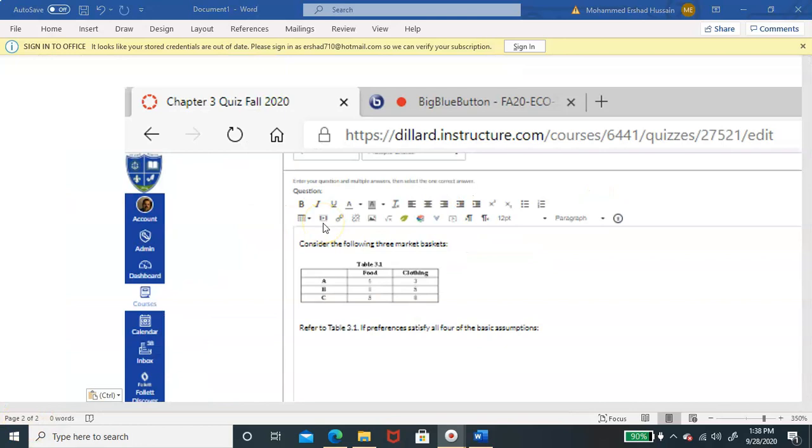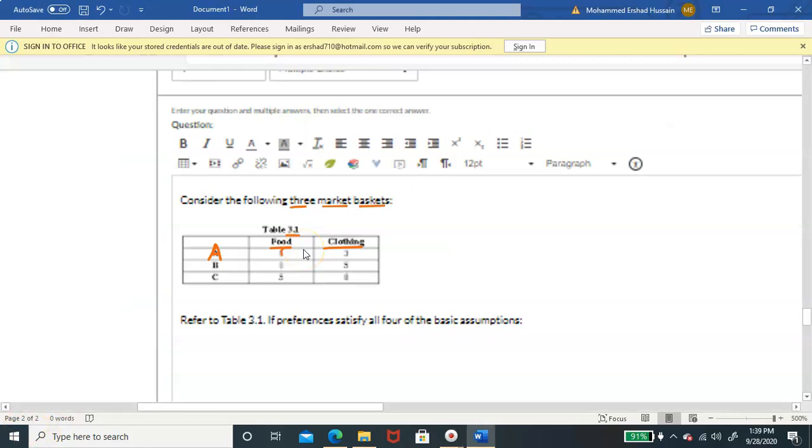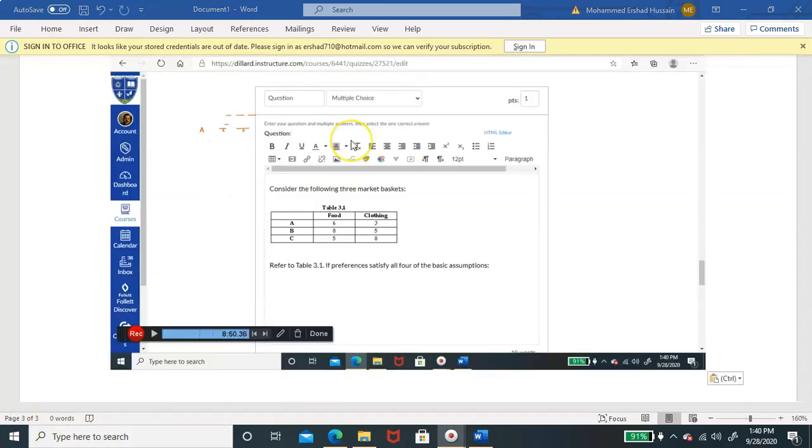Now let us take a look at this. This is Table 3.1. They are showing us three market baskets. This is food and this is clothing, two types of goods. Market basket A contains 6 units of food and 3 units of clothing. And then market basket B contains what? This is difficult to see. Let me see. Okay, so this is the table we have.